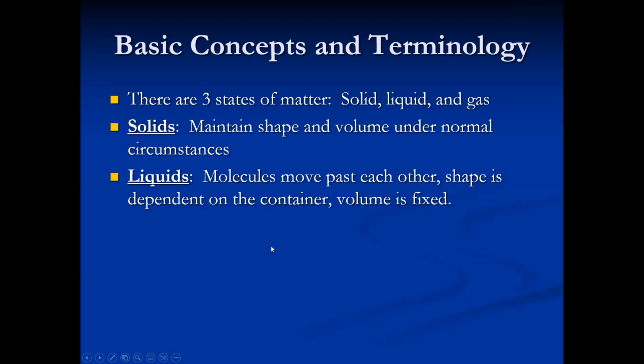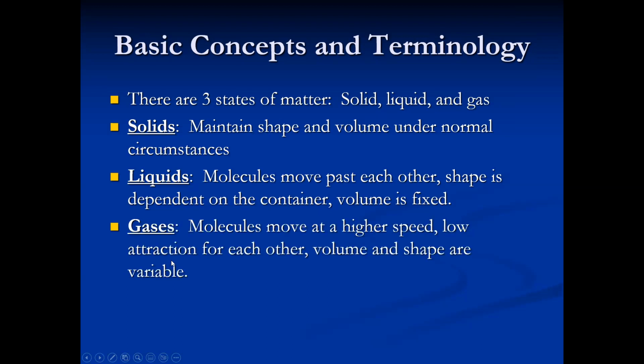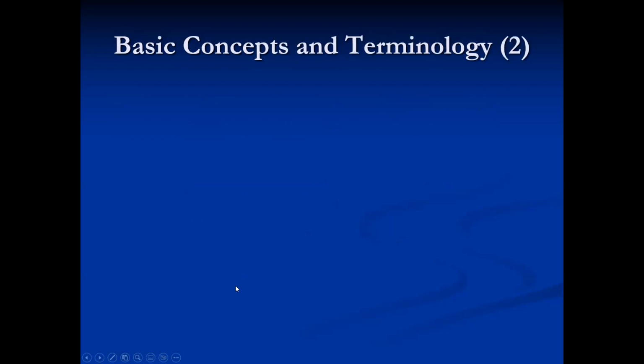The molecules are attracted to each other, not as much as in a solid. The gases are very different than the others, though, because the molecules move at a higher speed, running into the walls, generating pressure. There's a very low attraction for each other, and the volume and shape are variable. They always take up the entire space inside of whatever container they're in. These are the three states.